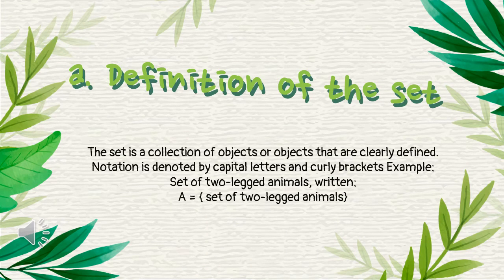Definition of the set. A set is a collection of objects that are clearly defined. Notation: a set is denoted by a capital letter and curly brackets. Example, the set of two-legged animals, written as below.